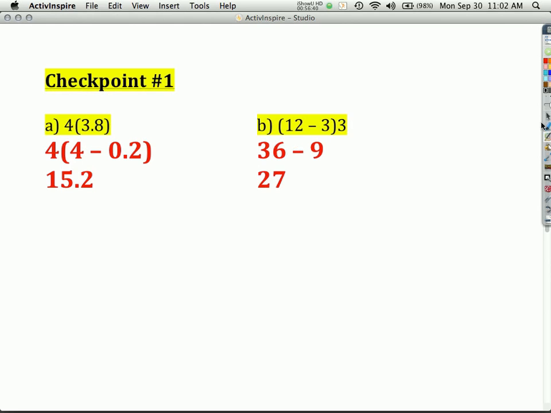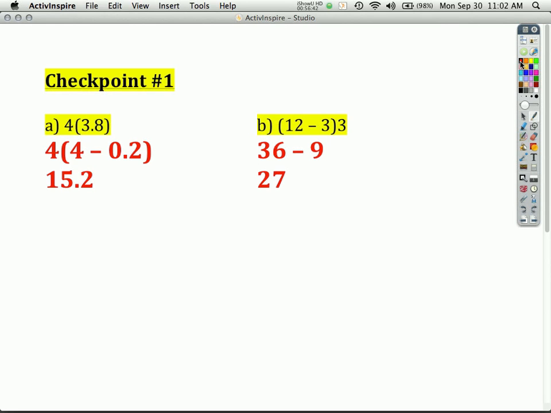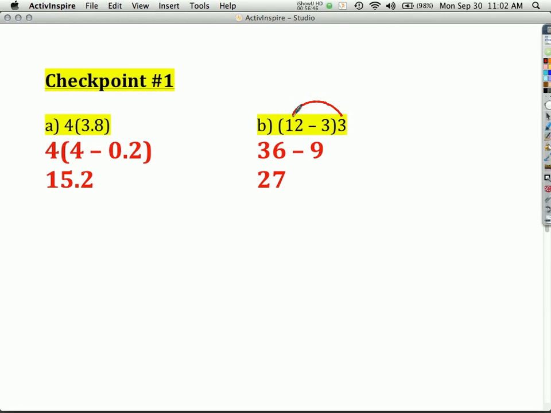So let's talk about part B first, because it was a little bit easier. It was distributive property, so all you had to do was multiply the 3 times the 12, and that's where you get 36. The 3 times the 3, you get 9, and then you subtract them. 36 minus 9 is 27. The harder part in part A was understanding that 3.8 is really close to 4.